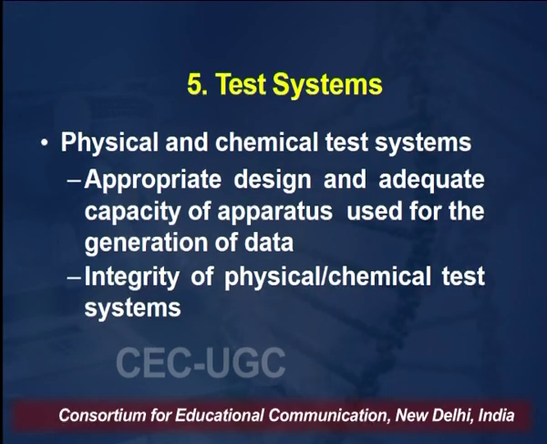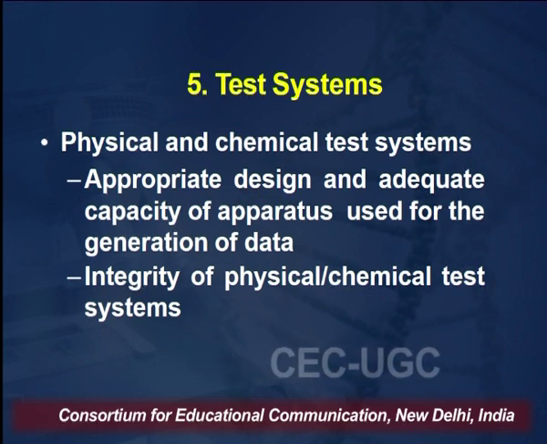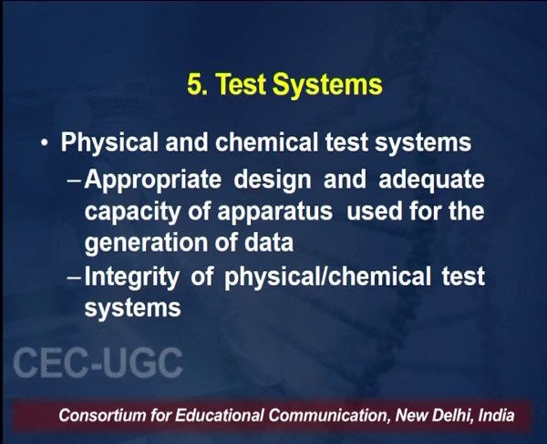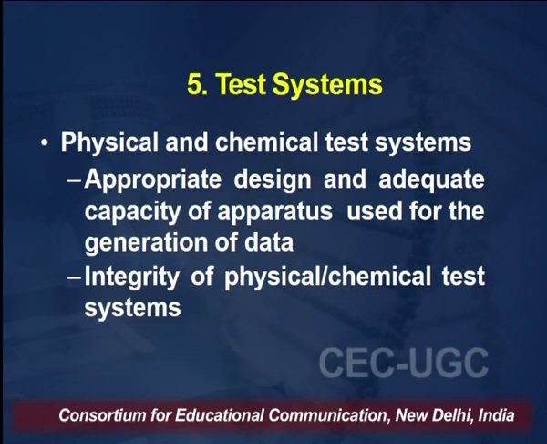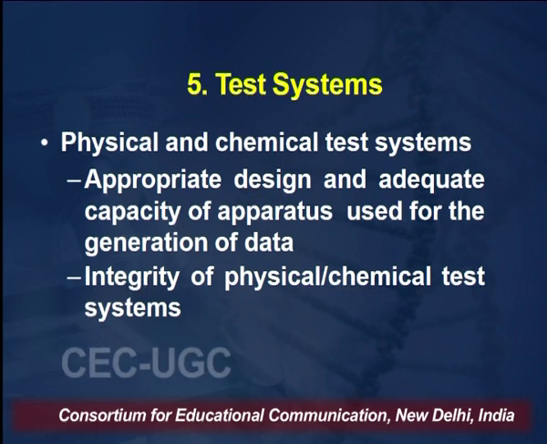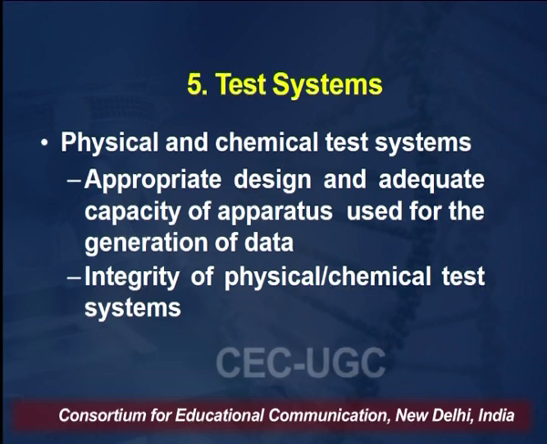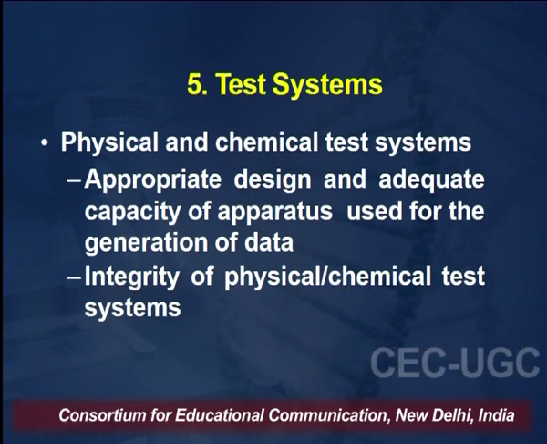The test system, physical and chemical test systems, appropriate design and adequate capacity of apparatus used for the generation of the data. These are the major systems. We are performing a test for what? So, first is the appropriate design, selection of the design. If we are performing the anti-cancer activity of a new molecule, let us take an example, a molecule AB. The AB molecule, we are performing anti-cancer activity.